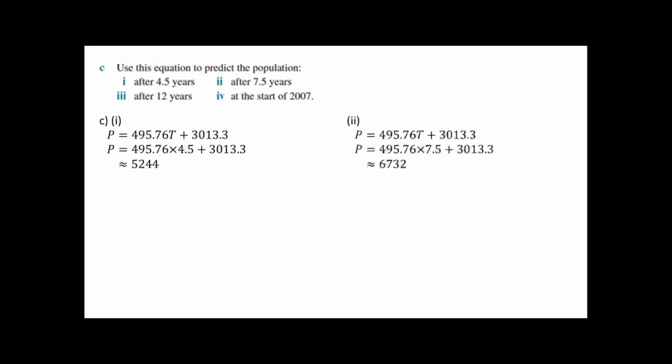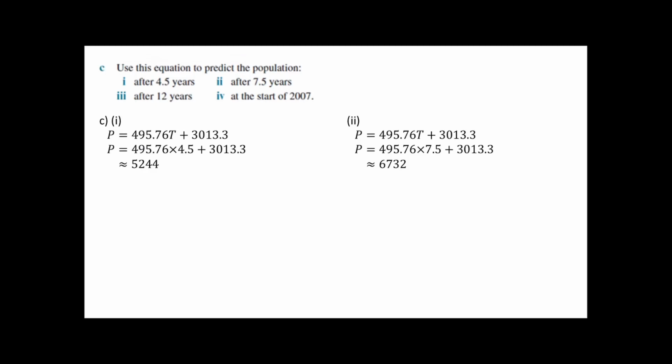Part C. Use this equation to predict the population after 4.5 years. So the process is you write down the equation, replace the letter t with 4.5, and calculate the value of P. So in this case, population will be 5,244 after 4.5 years. Part 2. After 7.5 years. So replace t with 7.5. So population will be 6,732 after 7.5 years.